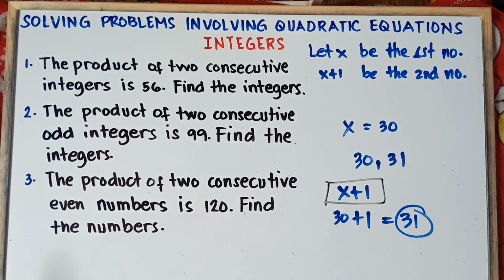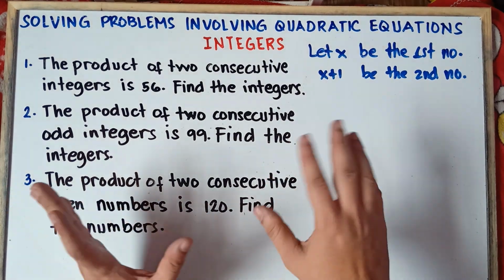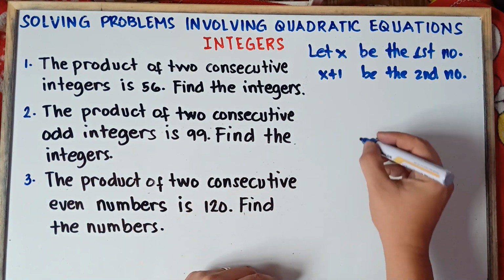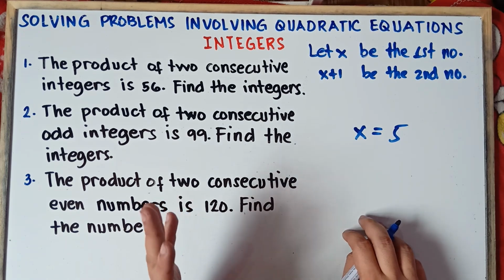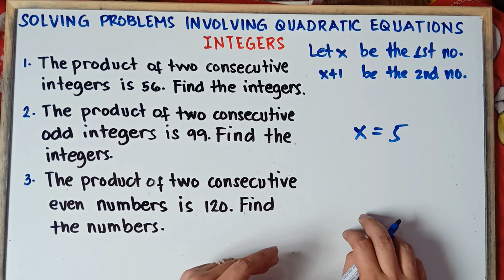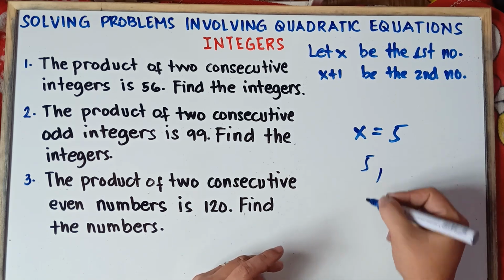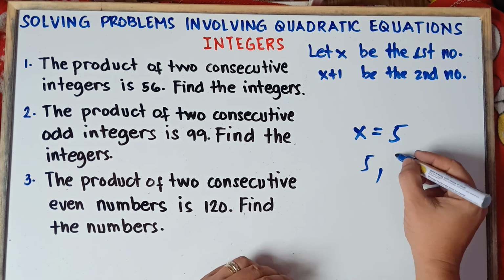Okay, I hope it's clear for you. Let me give you one last example, class. Once again, we don't know the number yet. We assume any value for x. If I say x is equal to 5, of course, the next number will be 6, right? If x is 5, the first number, what would be the second number? What would be next to 5? Of course, that's 6, right?